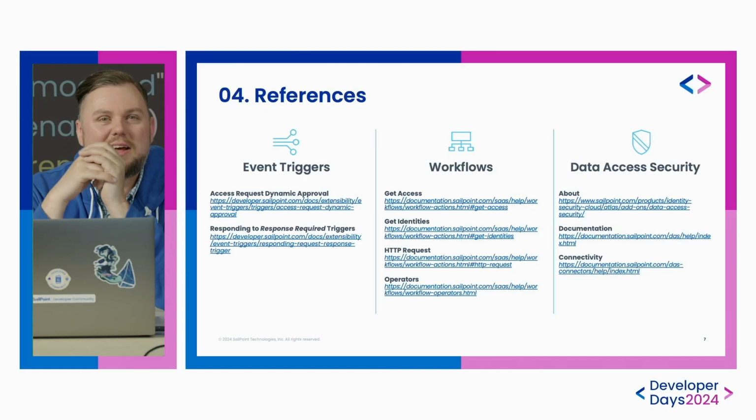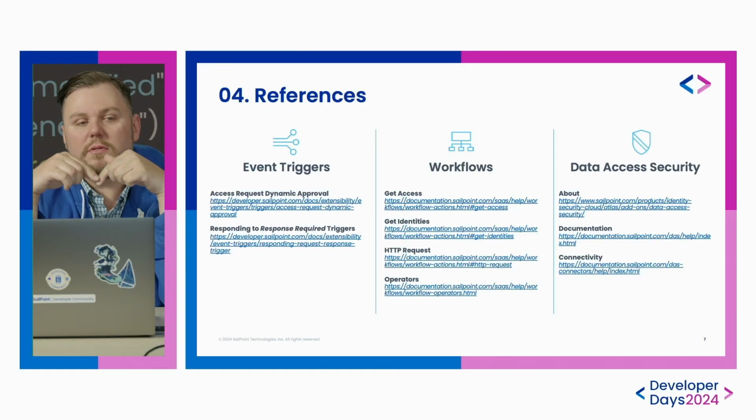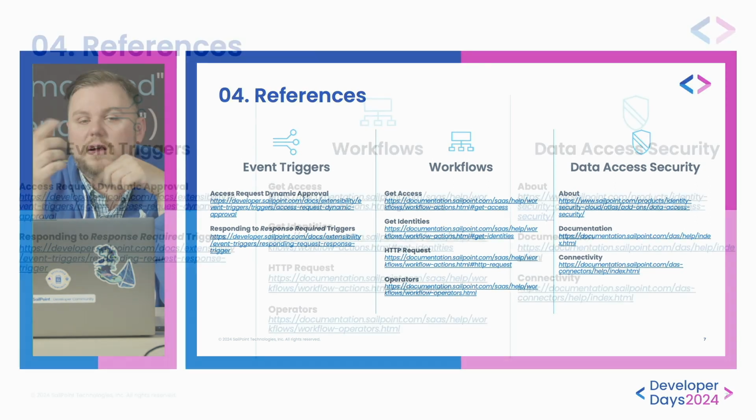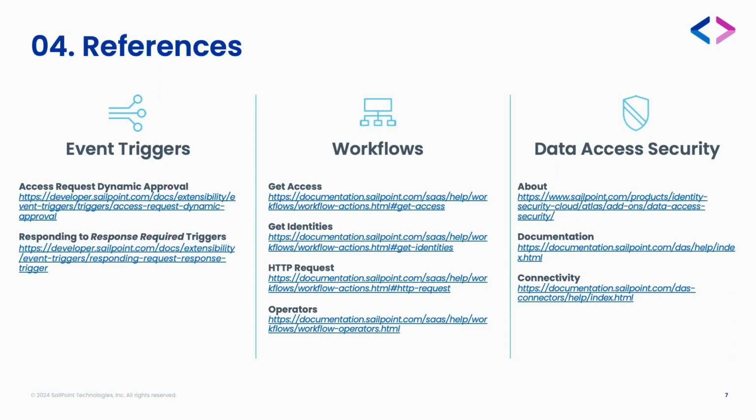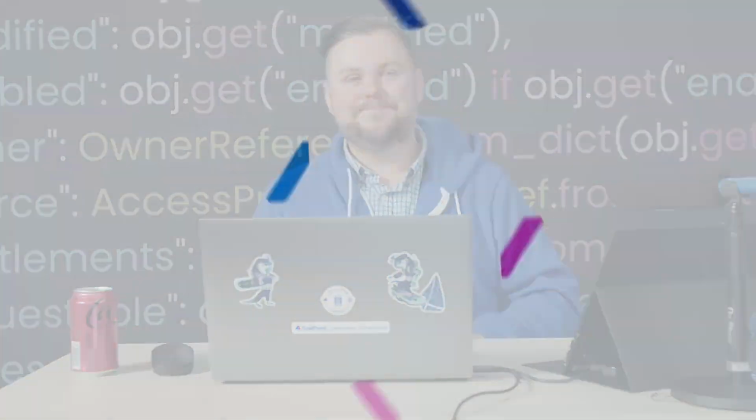Here we have a couple things for folks keeping track at home. Feel free to take a screenshot. Couple references on both the event triggers and workflow side, as well as data access security. Hopefully this session was valuable and encourages folks to look a little deeper into how data is classified, the policies that may handle the assignment, and then ultimately things like requests in order to insert more approvers for sensitive things. So that's my time. Thanks so much.